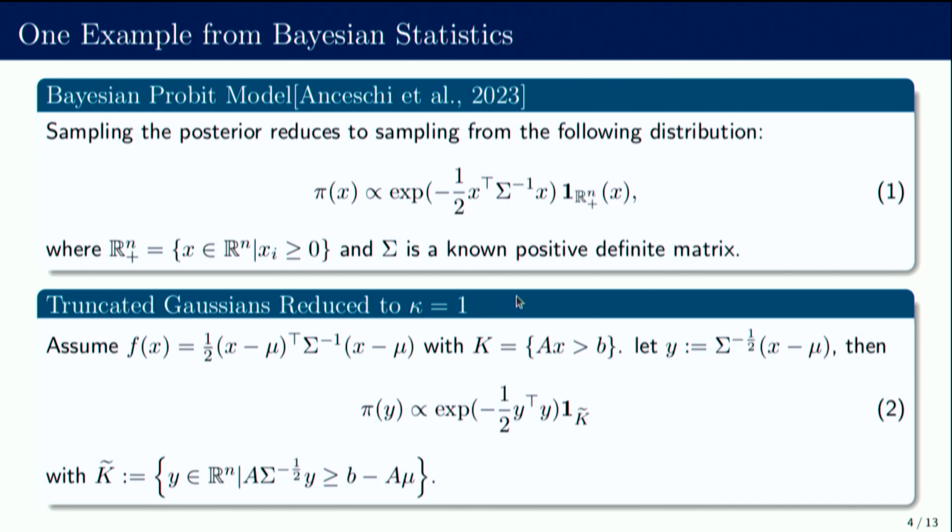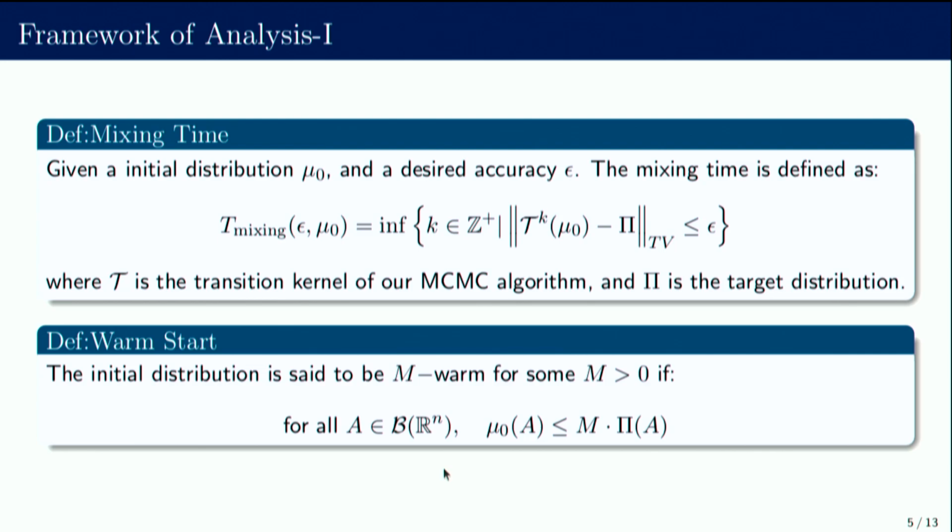For this case, a truncated Gaussian distribution, we can always reduce to kappa equals 1, which means after an affine transformation, this part becomes the standard normal distribution. But then we have a new polytope. The polytope has the same number of constraints and lives in the same dimensional Euclidean space.